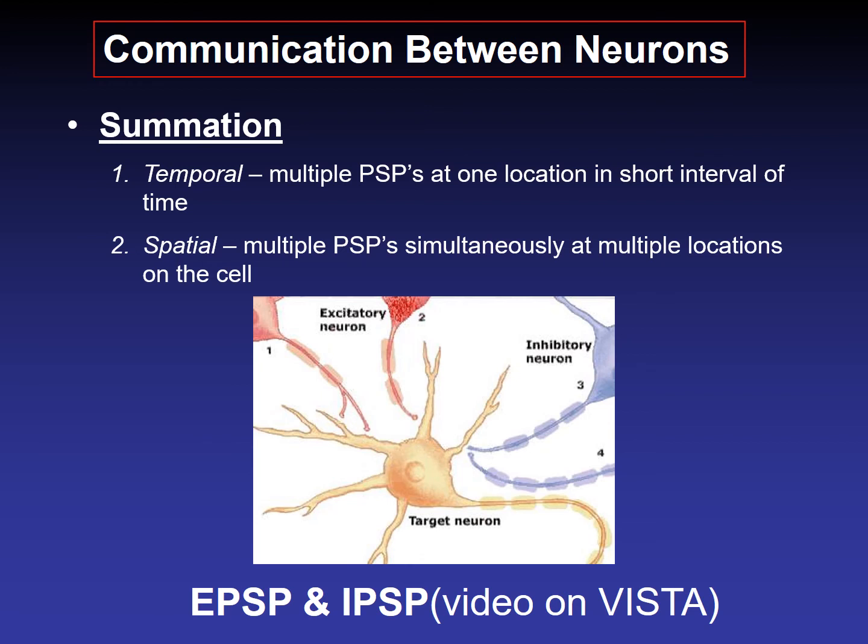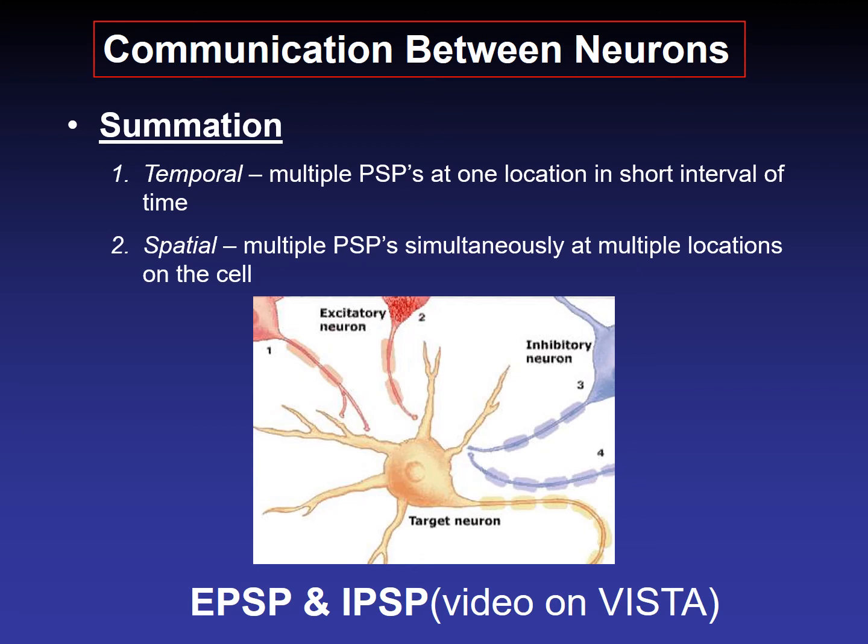But if we can get that neuron number 2 to fire multiple action potentials in a short amount of time, thereby releasing more neurotransmitter, thereby creating more excitatory postsynaptic potentials in the target neuron, then that should be enough positive charge to reach the axon and cause the sodium channels to depolarize to their excitation threshold, thereby causing the target neuron to fire an action potential. So that's temporal summation, multiple PSPs at one location in a short period of time.